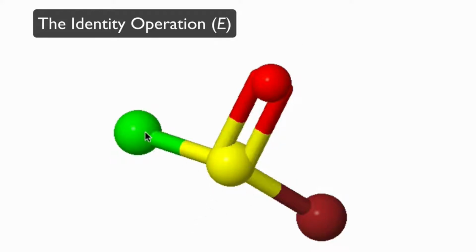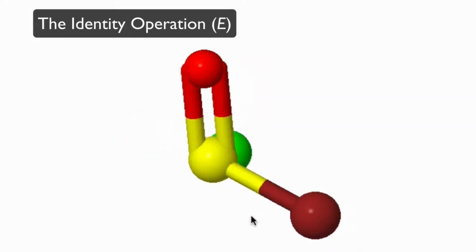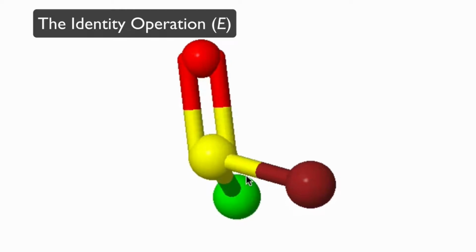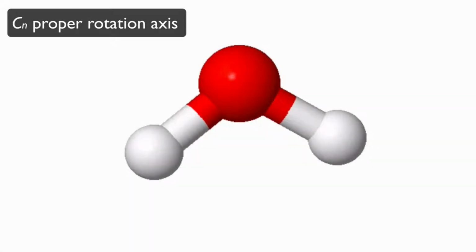If both of these atoms were bromine, or they were both chlorine, then we would have a mirror plane down there, but we don't. And because it's not a planar molecule, in fact there's no mirror plane down the middle either. The proper rotation, the Cn axis.